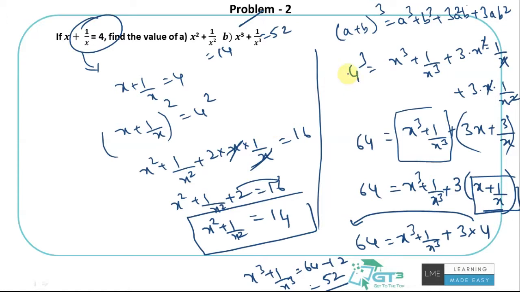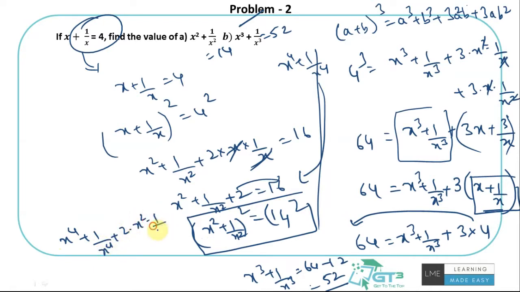If I ask you about x power 4 plus 1 by x power 4, first you need to find this. Now if I square it, what do I get? x power 4 plus 1 by x power 4 plus 2 into x square into 1 by x square, which cancel out. 14 square is 196, and moving 2 across gives 194 as the value of x power 4 plus 1 by x power 4. And that's how you solve them.